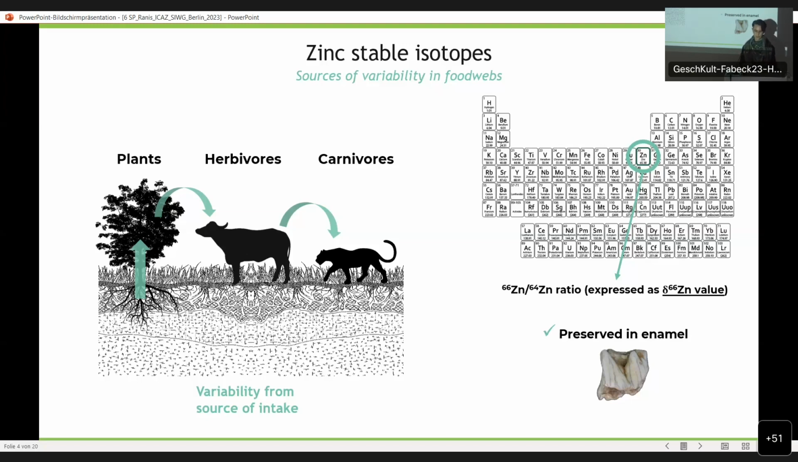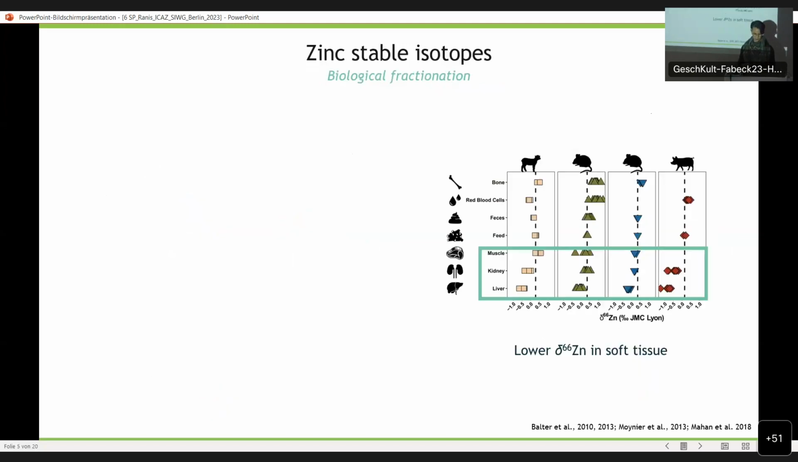And then herbivores get their zinc from the plant food and carnivores from the prey. So it transfers up the trophic chain like that. And then we also have biological fractionation in zinc. This is a bit different from what we have in things like nitrogen. What we mostly see is that there is a separation of different types of tissue. And this is all data from controlled feeding experiments: soft tissue like muscle or kidney or liver tends to have lower delta 66 Zn values than other tissues.